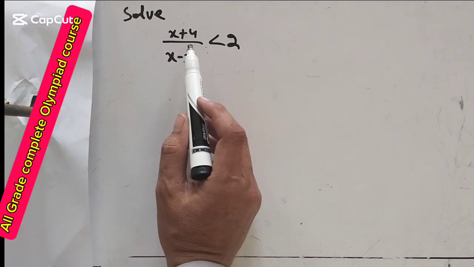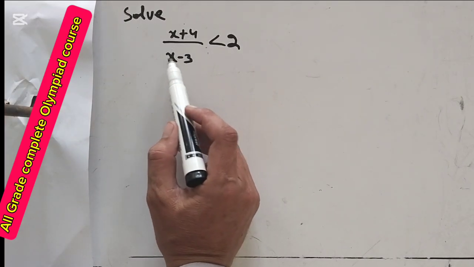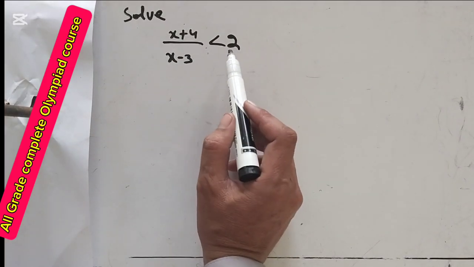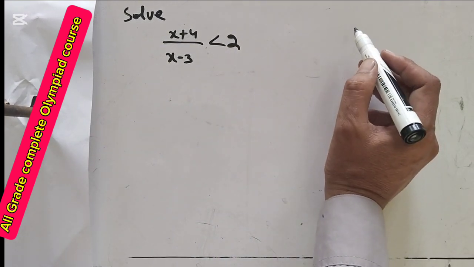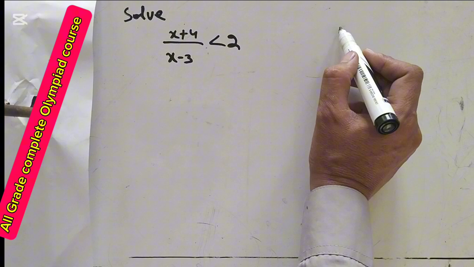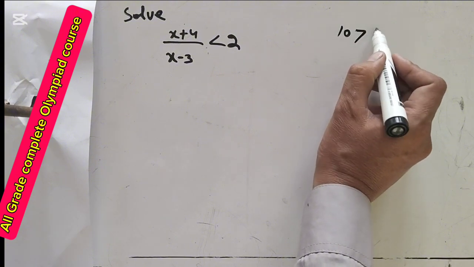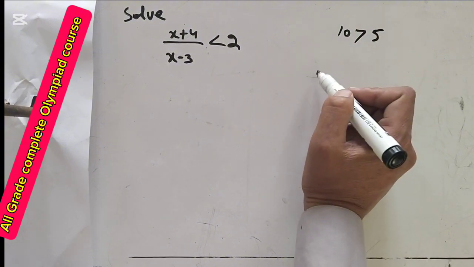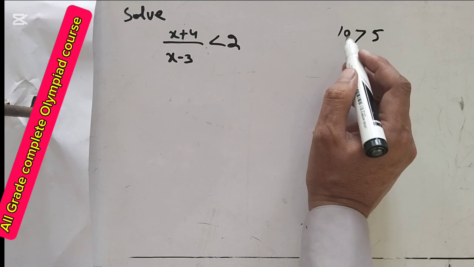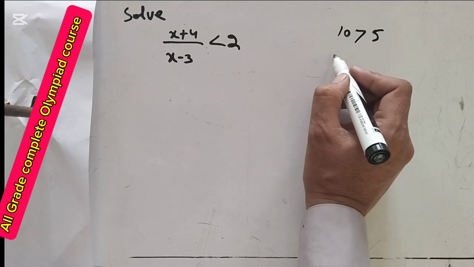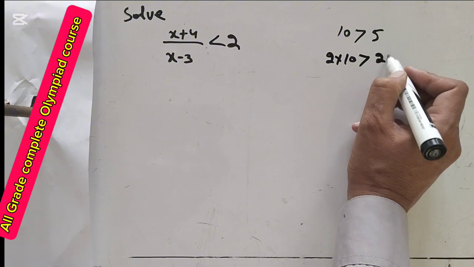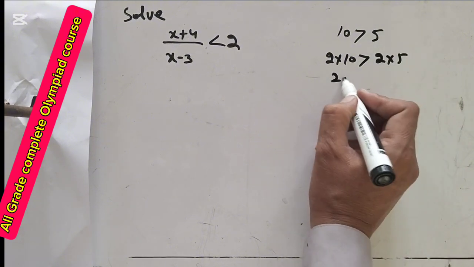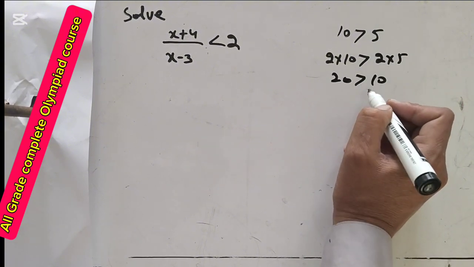Solve (x + 4)/(x - 3) < 2. As we know that 10 is greater than 5. If we multiply 2 on both sides, 2 multiplied by 10 is greater than 2 multiplied by 5. 20 is greater than 10.